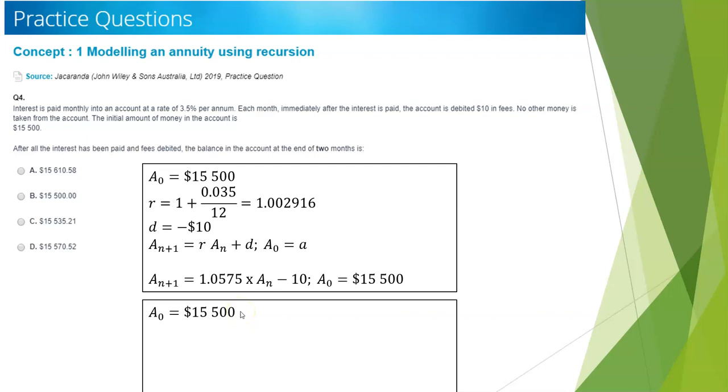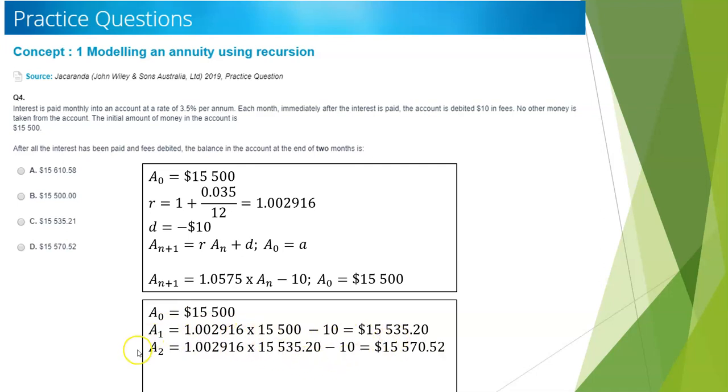So that's our starting amount. Our end of our first month, it's gone up by the interest rate. At the end of our second month, it's gone up again. So the end of our second month, it's D.